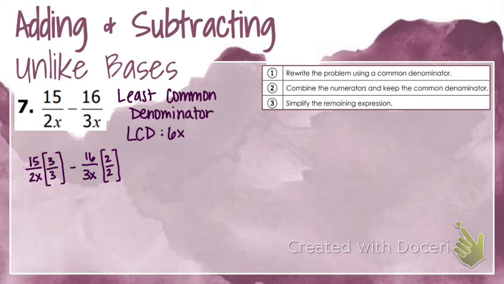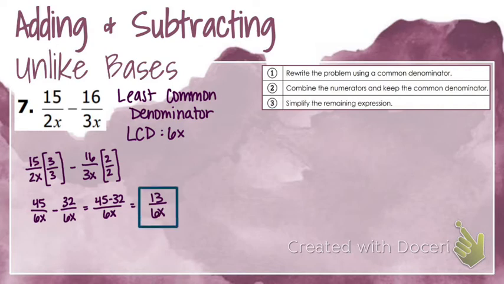So then the next step is going to look like this. It's going to be 45 over 6x minus 32 over 6x. So then we have like bases now, so we keep the base the same, and we have 45 minus 32 on top. 45 minus 32 equals 13, and 13 over 6x does not reduce. So that's your answer for number 7.